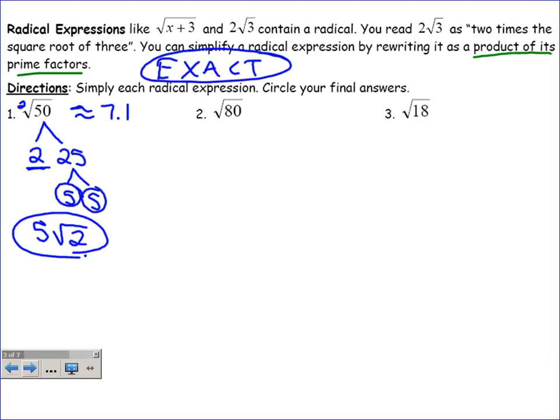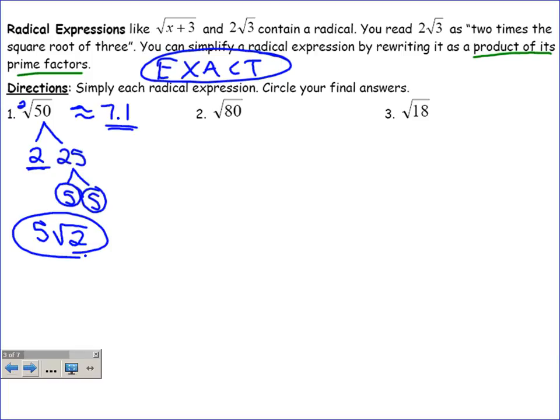It's actually 5 times the square root of 2. In your calculators, I want you to type in 5, and then put the square root, and then put a 2 on the inside of the square root. I want you to get a decimal for that. What does that equal? 7.1. Same thing we got before.